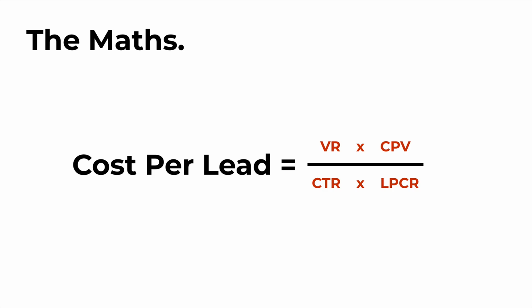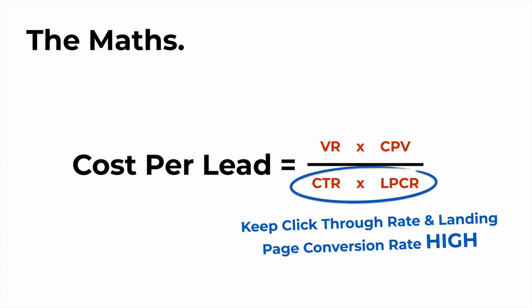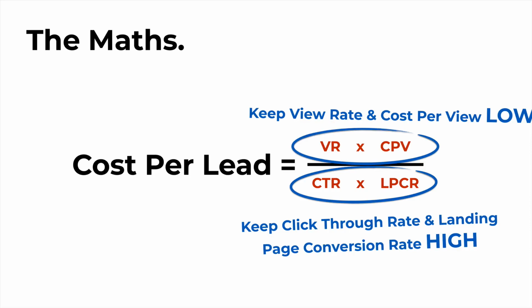Now here's where the magic happens, because what we want to do is keep the click-through rate and the landing page conversion rate high. Do everything you can to get more people clicking and more people converting. That one's pretty obvious. But up here, we want to keep the view rate and the cost per view as low as possible for this mathematics to work out. But it's not quite as simple as that.